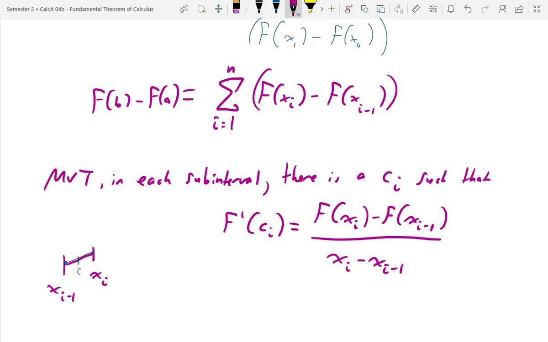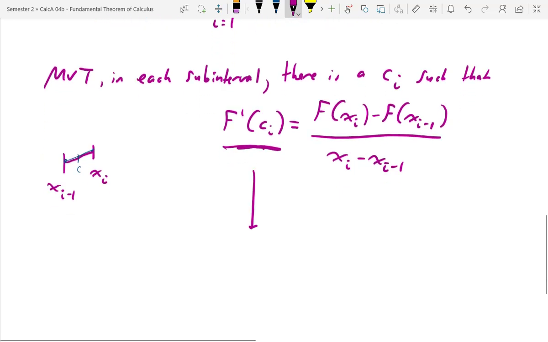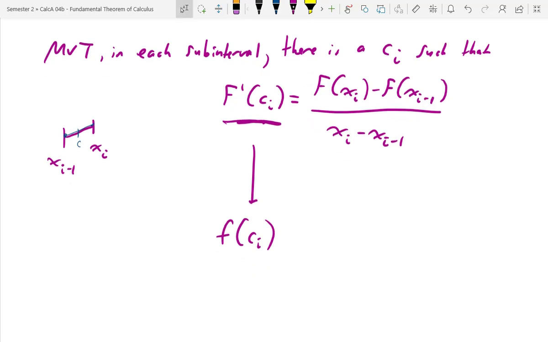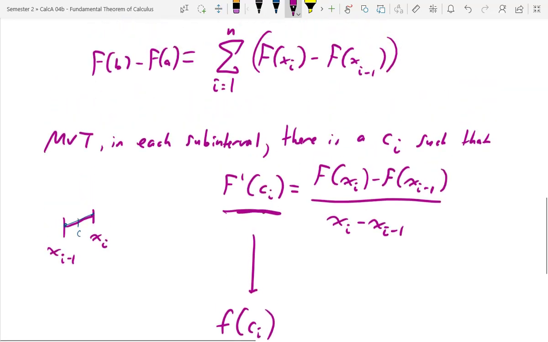Well, capital F prime of c sub i, what's that really? What was capital F? The antiderivative. So what would this be really? Lowercase f of c sub i. And that's the same thing here. And so if I know those are the same thing, I'm going to rewrite this a little bit so that it's equal to lowercase f of c sub i. Let me swing this right back around, way back up here.